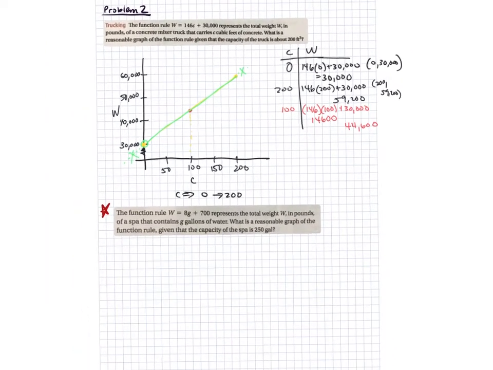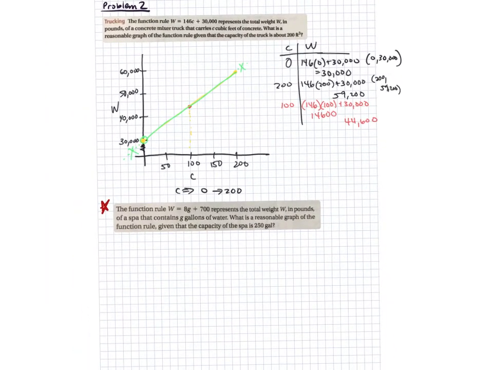Okay, so try this next one on your own. Make sure that you have the right stuff on your axis. That's the hardest part, right? That you have the numbers that you need on the y-axis, the numbers you need on the x-axis. Okay, so press pause, try this on your own, and check back for the solution.